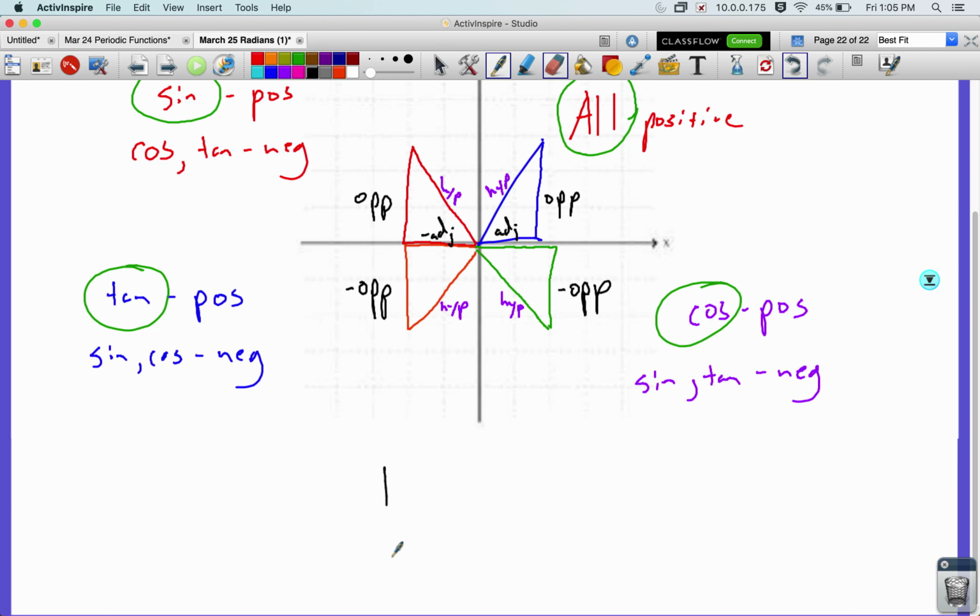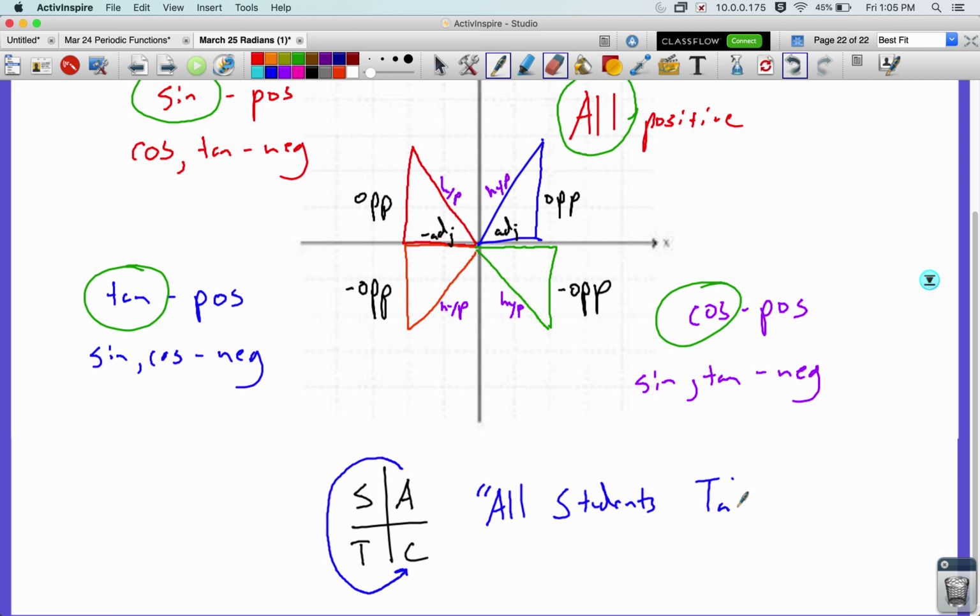And here's a really nifty mnemonic for this. You just write the first letters, A, S, T, C, and you fill them in like we're numbering our quadrants. And then as you go around this way to remember ASTC, you say, all students take calc. And that gives you the mnemonic to remember which one is positive.